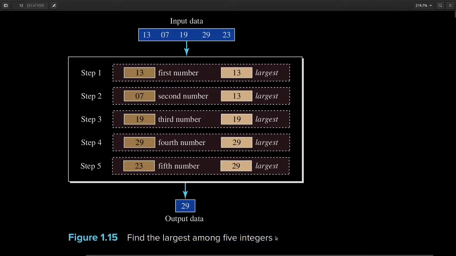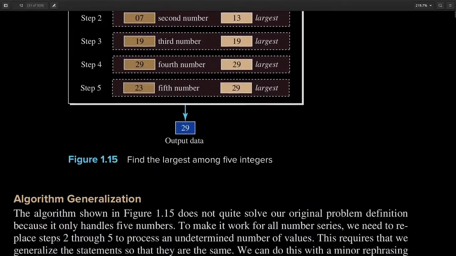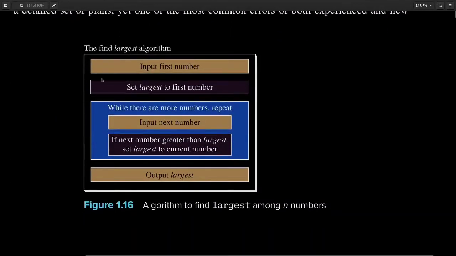In the same way, we can take n number of inputs and find the largest number among all the n numbers present in the list. So what is the generalization of this algorithm? In order to find the largest number, first of all we take the first number as input, take a container, let's say largest, and assign the first number to largest. While there are more numbers in the list, we keep taking the next numbers, till we reach the end of the list.